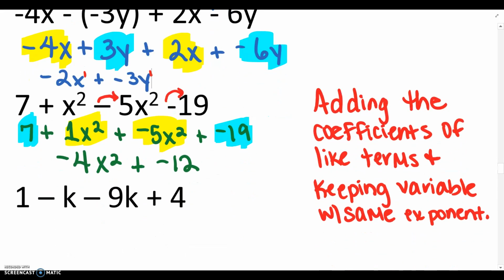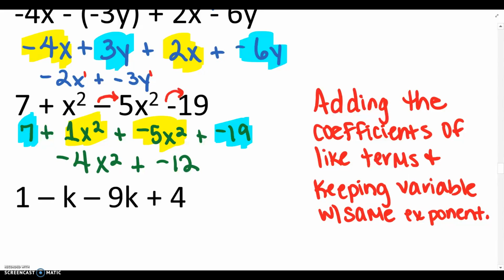And the next problem, we were seeing how many x squares we had. The exponent 2 didn't change any because we're not changing this to like an x to the third or x to the fourth or anything. We're just seeing how many x squares we had by adding the coefficients, -5 plus 1 to get -4, and keeping the variable with the exponent.